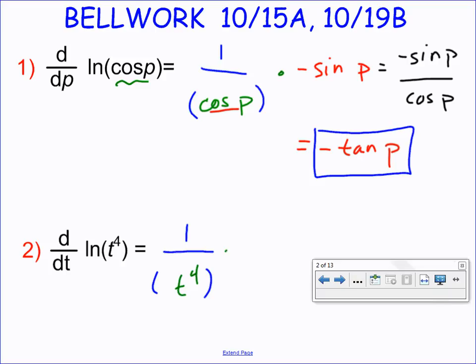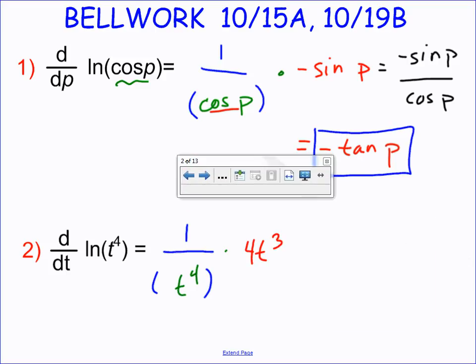In this case, my inner function is t to the 4th. That's a power function, so I'll do the power rule for the derivative of the inner function, 4t cubed. And we'll put it all together. It looks as though we've got 4t cubed over t to the 4th, and we'll reduce that and get 4 over t. I get 4 over t. So raise your hand if you got 4 over t. Anybody else get 4 over t?